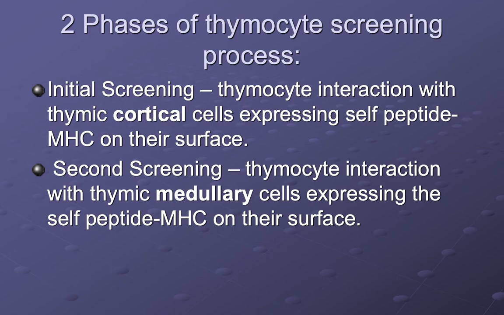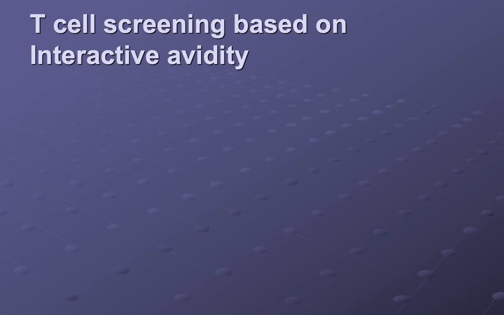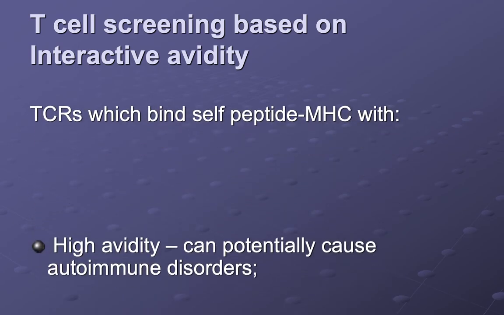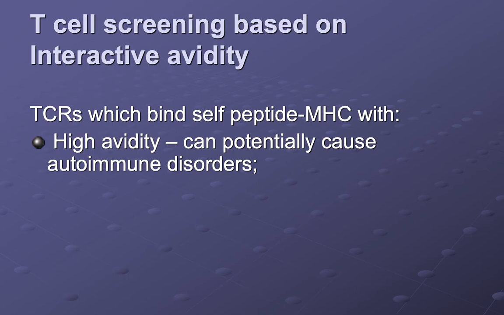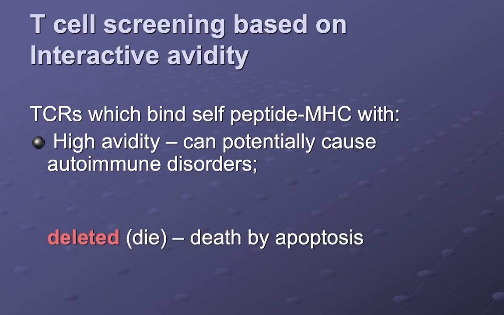So what happens next as the screening progresses? You expect, from the initial screening in the cortical area to the secondary screening, that you're eliminating thymocytes that are not useful. So what happens next is that TCRs binding to self-peptide MHC complexes will be tagged as having either a high avidity or a different degree of avidity. And those that are tagged to possess high avidity can potentially cause autoimmune conditions, and therefore our body must delete them.